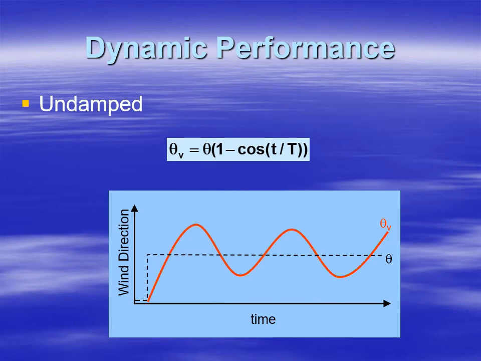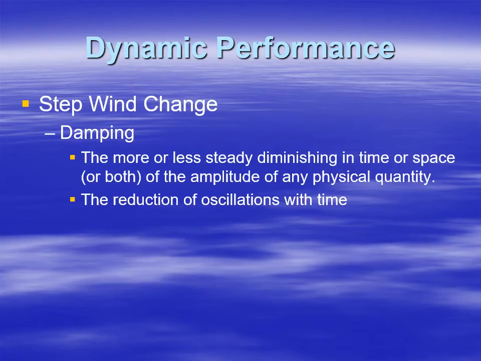This is what the undamped solution looks like. The dotted line indicates the change in wind direction, and the red line indicates the response by the wind vane. That's not what really happens.